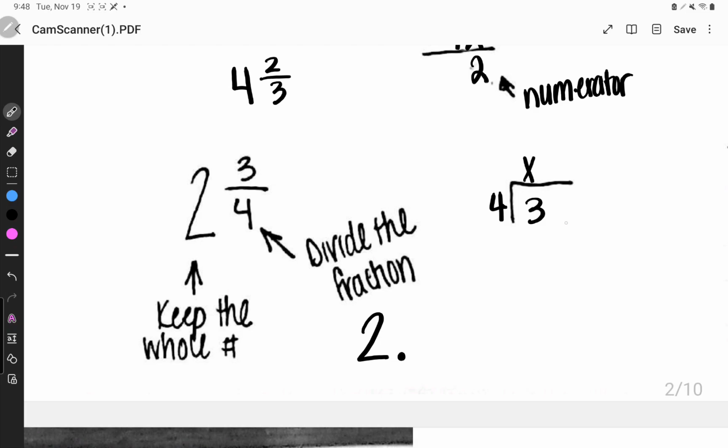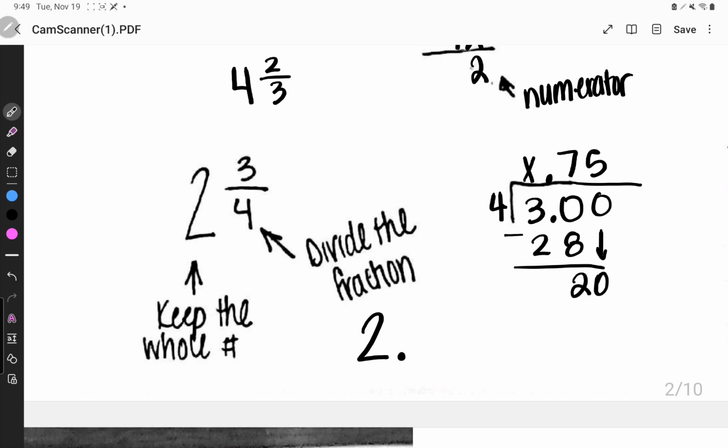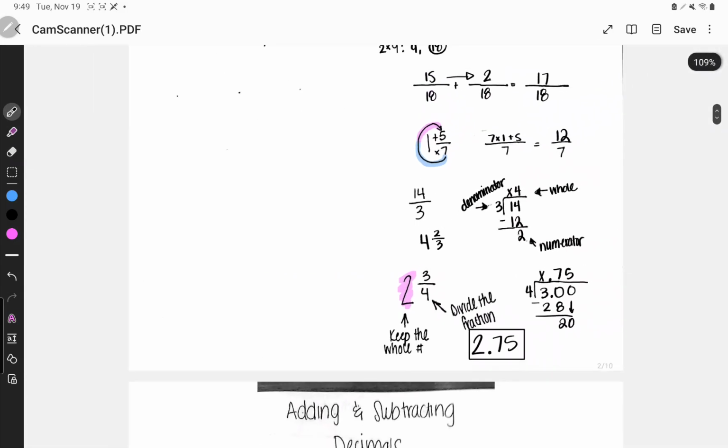4 doesn't go into 3, so I have to add a decimal and a 0. 4 goes into 30 7 times. That gives us 28. Subtract, and that gives us 2. Then we add another 0, drop it down, and 4 goes into 20 5 times. So our whole number is still the 2. And then when we divided the fraction, we got 0.75. So if you ever need to turn a fraction into a decimal, that's how you do it.